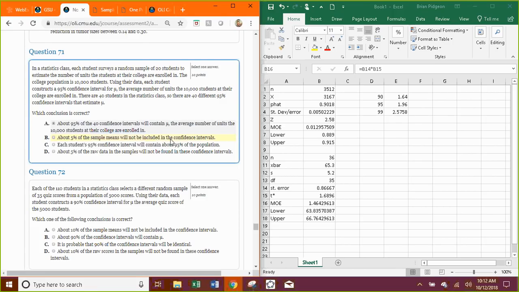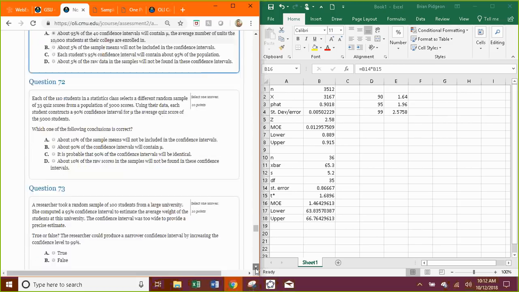About 5% of the sample means will not be included. Every sample mean is always in the confidence interval, so that's wrong. About each student's 95% confidence intervals will contain about 95% of the population. Nope. Yeah, it has to be A.